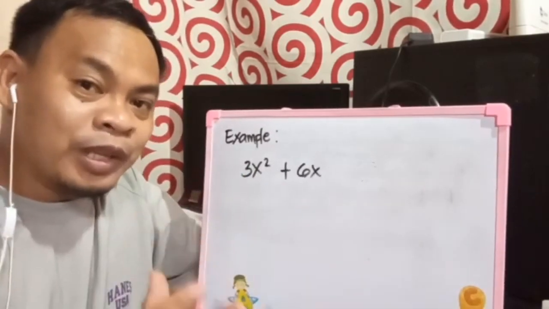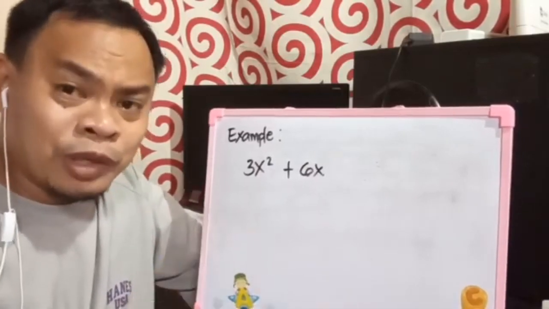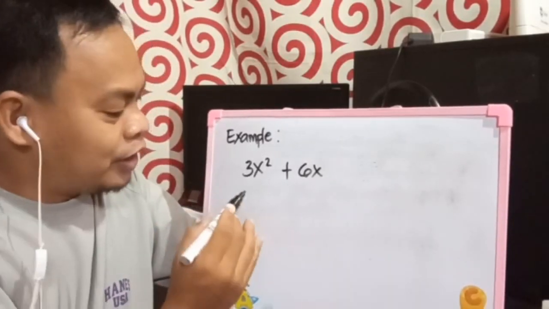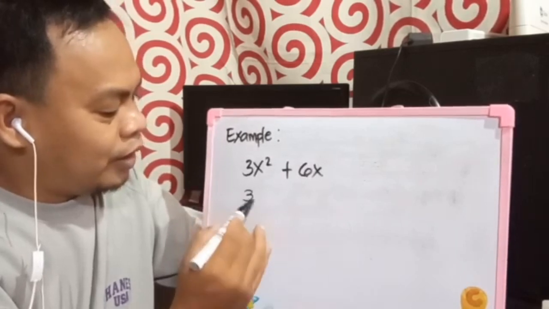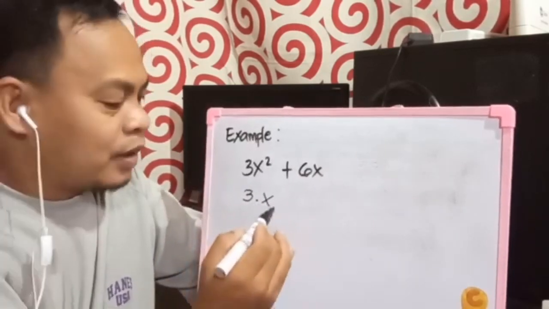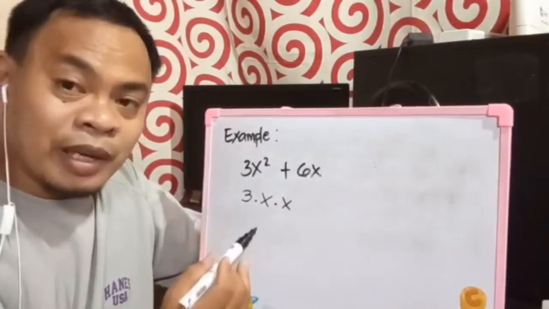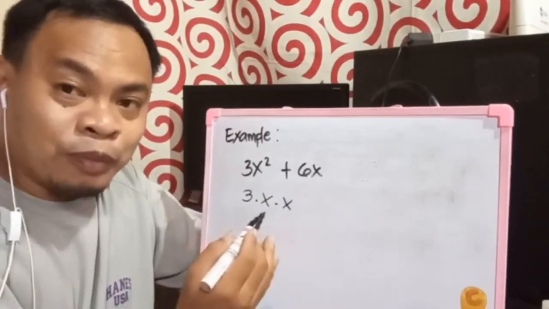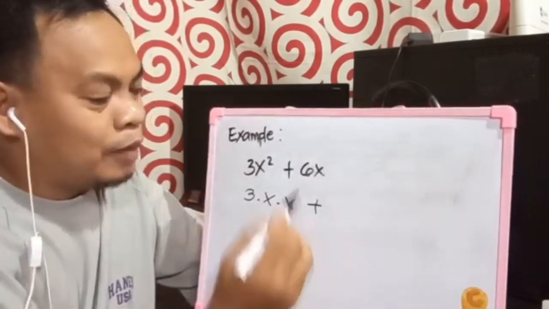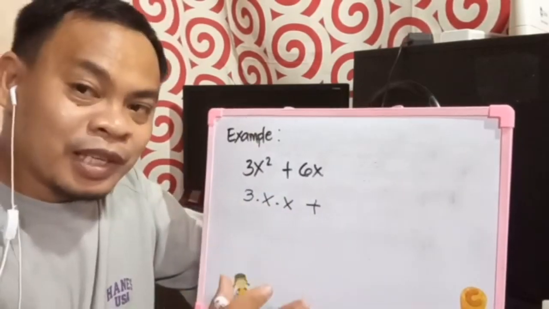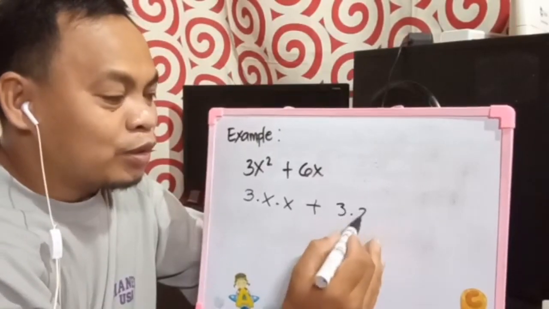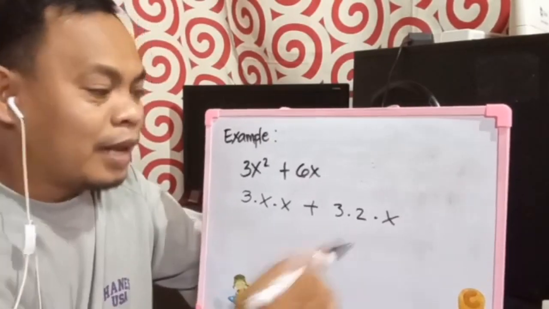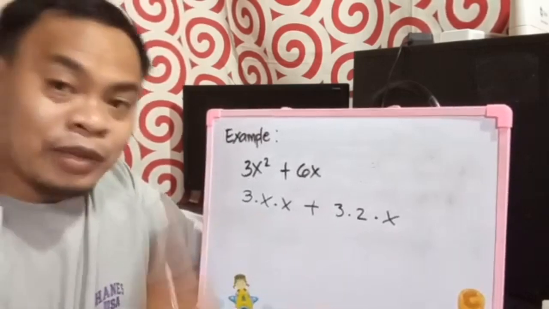First step is factor each term completely. So, what is the factor of 3x squared? So 3x squared, we can express this one into this. So 3x squared is 3 times x times x, right? So 3 times x is 3x. Then 3x times x is 3x squared. So this is the factored form for the first term. And then for the second term, we have 6x. So the factor of 6 is 3 times 2 or 2 times 3. Then times x. So 3 times 2 is 6 times x. So 6x. So that's the first step.